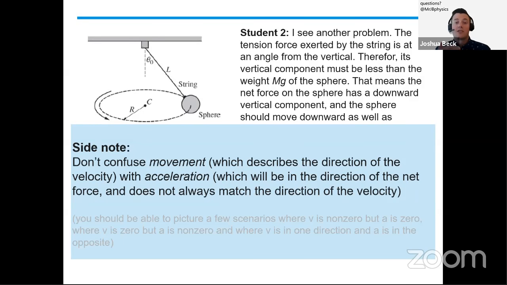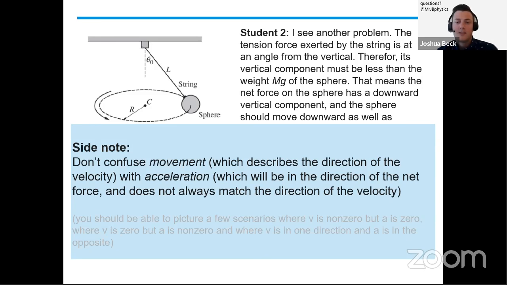Now the direction of our velocity could be affected by an acceleration, but the direction of the velocity is not always in the same direction as an acceleration. So you should just be able to picture a few scenarios where you have a velocity, but acceleration 0. You should be able to identify scenarios where the velocity might be 0, but acceleration is not, right? You should be able to identify scenarios where v is in one direction, but a is in the opposite direction.